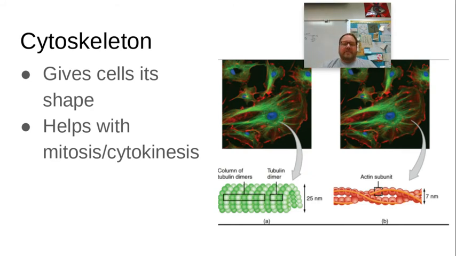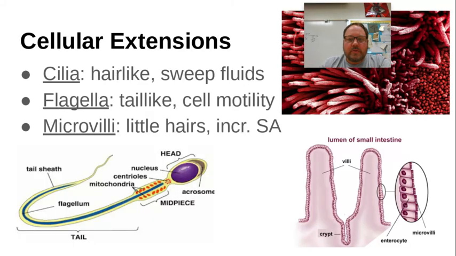The cytoskeleton is made of proteins. The cytoskeleton, it's like the little lines you draw going here and there in the cell. They help give the cell its shape, and they help sort of anchor structures during mitosis and cytokinesis. So again, they give the cell its shape, but then they help with mitosis.